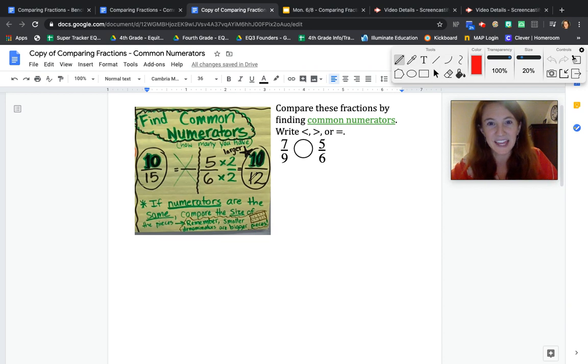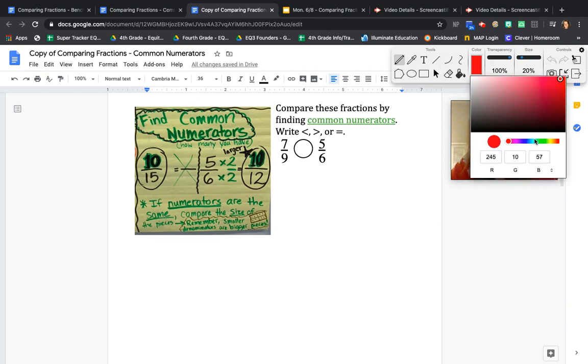Think about it like having to share a pizza. Would you rather share your pizza with 12 people if you're really hungry, or with 15 people if you're really hungry? So, when you have common numerators, you're looking for the size of the piece. And if the size of the piece is smaller, that's how you know the fraction is larger. It's easy to get tricked by that, so think extra careful when you have common numerators.